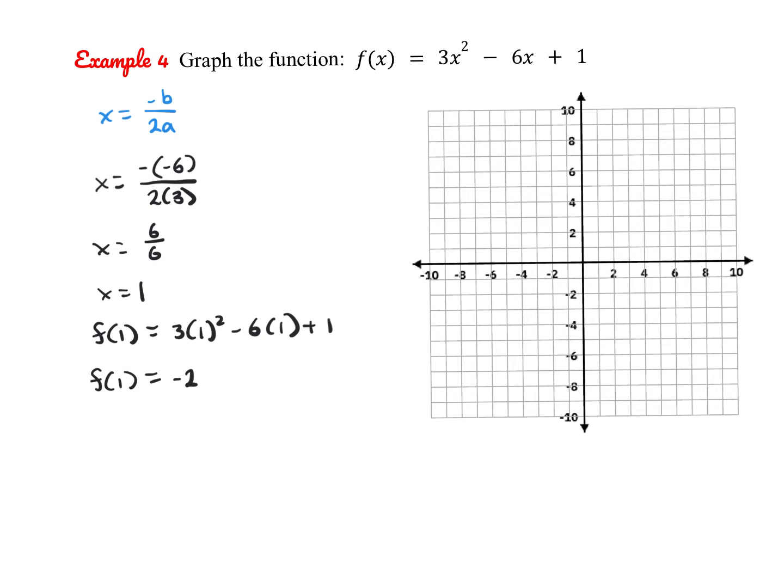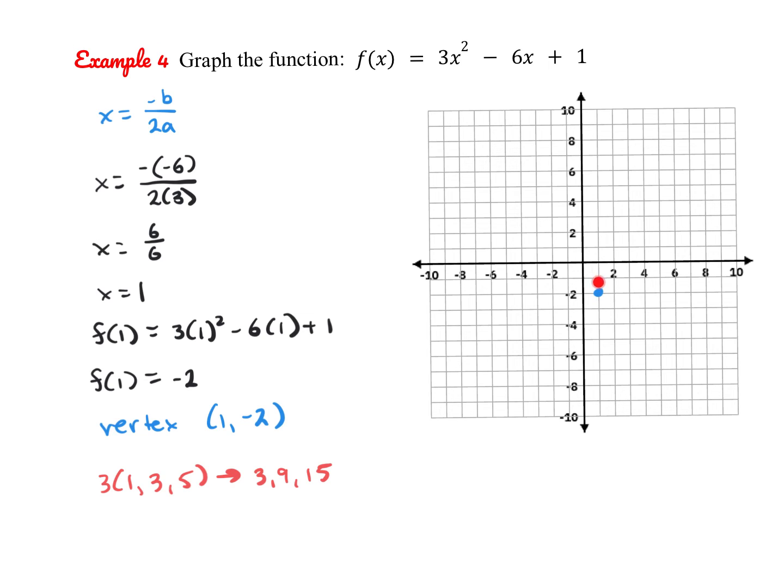So here we get -2. So our vertex is (1, -2). We can start by plotting that here. And then I can look to my a value, which is 3, to help me determine my vertical growth pattern. So it's going to be a 3, 9, 15. So again, plot as much as you can fit on your graph.